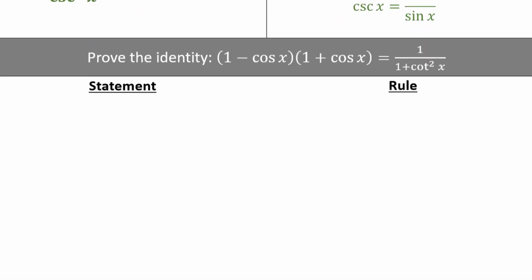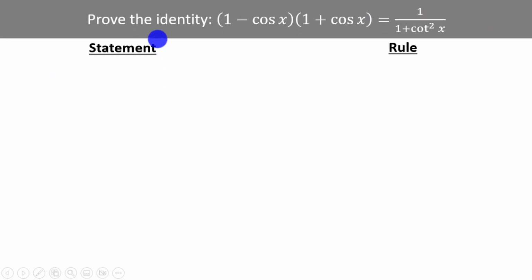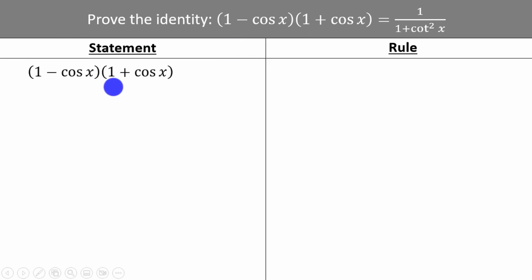Let's try one final problem. We are asked to prove the identity 1 minus cosine times 1 plus cosine is equal to 1 over 1 plus cotangent squared. Again, I am recognizing that the left-hand side is multiplication of the conjugate. We have two terms which are exactly the same except for the sign in the middle as plus or minus. In that case, we know that when we FOIL out this result, we will get two terms that will cancel each other. So we will just have 1 minus cosine squared.